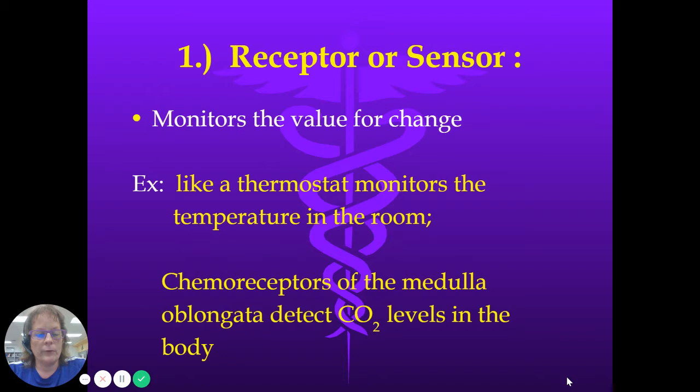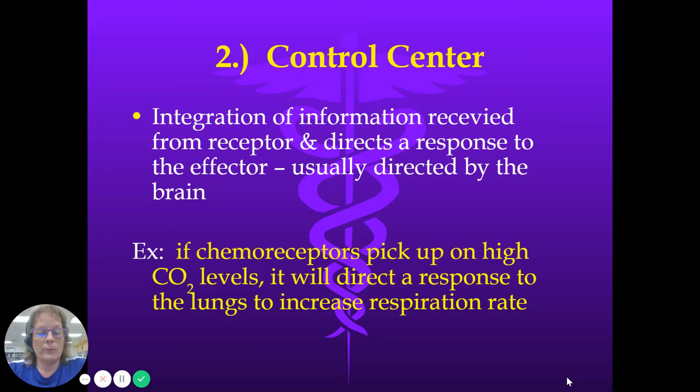But the function of that is to detect carbon dioxide levels. Now, carbon dioxide levels, you don't want those increasing in your body. Carbon dioxide, if it increases too much, can kill you. I mean, that's what you're trying to breathe out of your body to maintain normal levels. So the chemoreceptors are the sensors or the receptors, the ones in the medulla oblongata, that are regulating, or at least monitoring, the carbon dioxide levels.